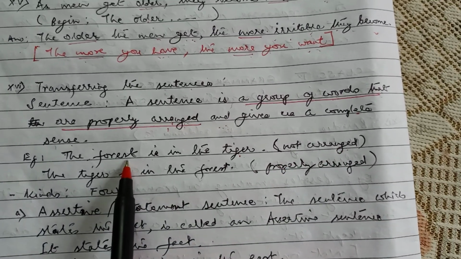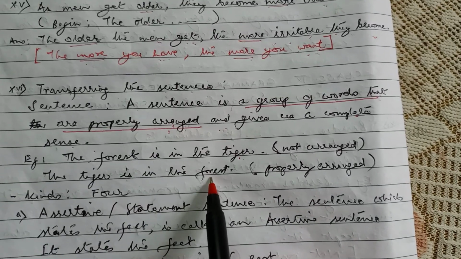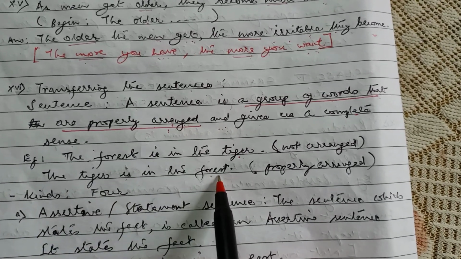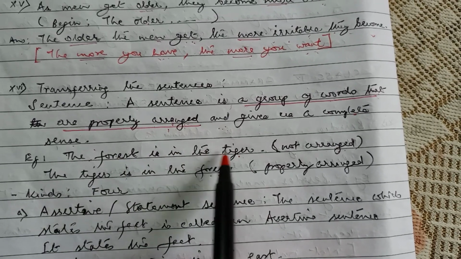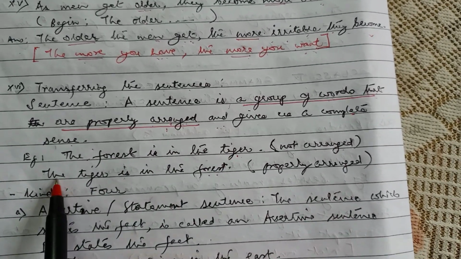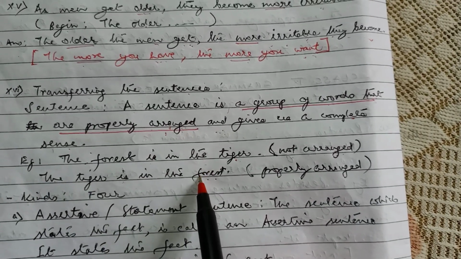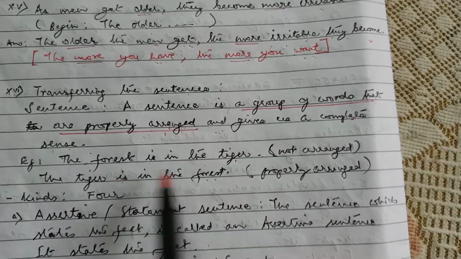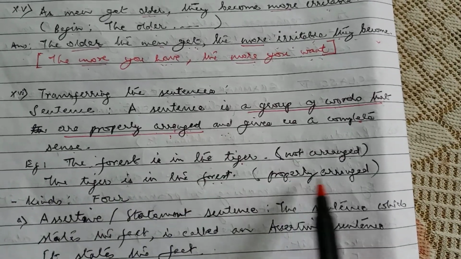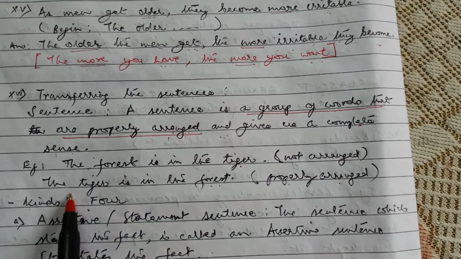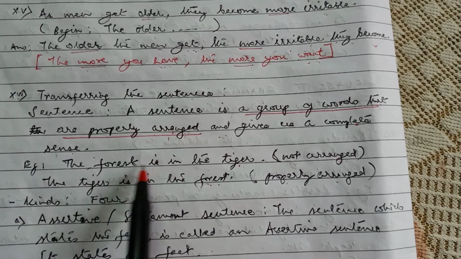Now let's read the second sentence. The tiger is in the forest. Look at the number of words: 1, 2, 3, 4, 5, 6. Six words are here. Next sentence: 1, 2, 3, 4, 5, 6. Six words are here. We did not add or subtract any word, right? The same words are written in the next sentence, but the second sentence is properly arranged. The tiger is in the forest, whereas in the first sentence, the forest is in the tiger.